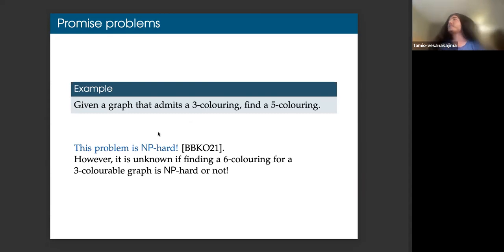There are some conditional results that are known with the 2-to-1 conjecture and so on, but really 3 versus 6, and for 3 versus any larger constant, it's open. So this is sort of one of the bounds, the hardness bound.